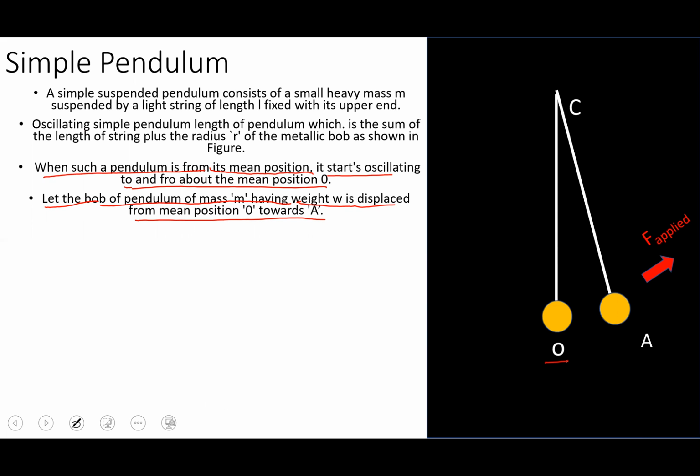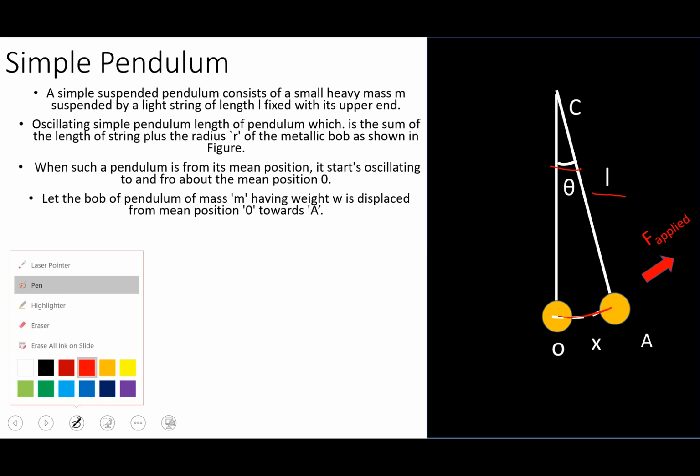So here we go. This is point O, this is point A, the new position, and point C is the fixed position. Now these are the angular parts. So theta is the angular displacement and x is the arc length from point O to point A, and L is the distance, or you can say length, of the pendulum.